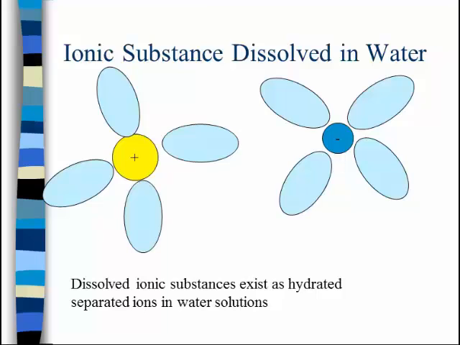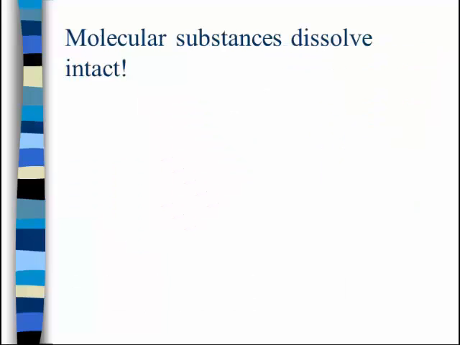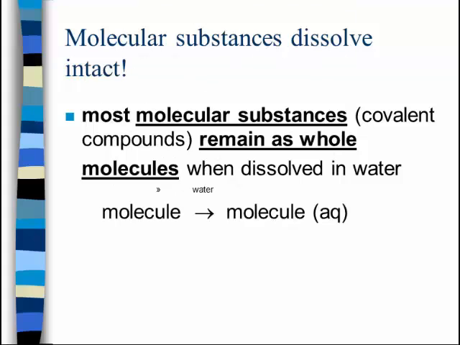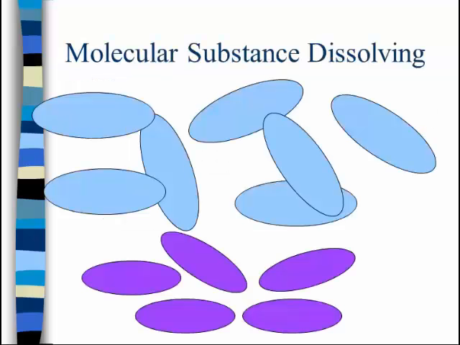Molecular substances that dissolve in water dissolve quite differently. They remain intact molecules. Whole molecules become surrounded and stabilized by the polar water molecules. So we can write a kind of general equation for the dissolving of a water-soluble molecular substance. We write the word molecule because that's how they come, and it simply becomes an intact molecule that's now aqueous, surrounded by water.